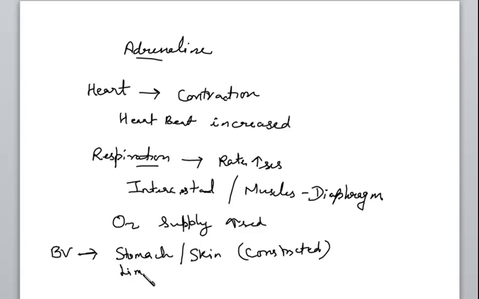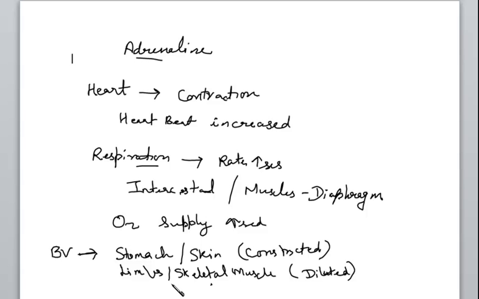The blood vessels which are linked with the limbs of the body, or we can say which are associated with the skeletal muscles of the body, will become dilated. So as they get dilated, what will happen? The blood flow will increase towards your limbs.